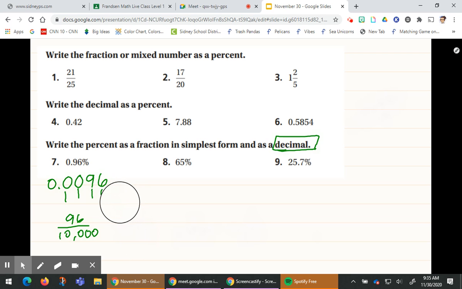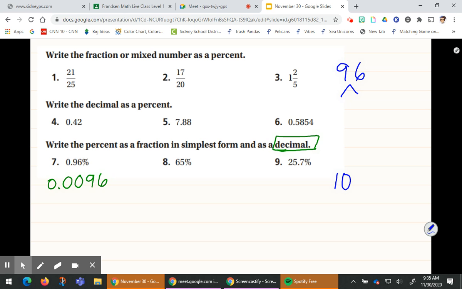So what would be another method of simplifying that fraction? Could we have done the prime factorization of 96 over the prime factorization of 10,000? Yes. Just because we enjoy doing that, let's do that. Let's do a factor tree for 96 and a factor tree for 10,000, please. Go.